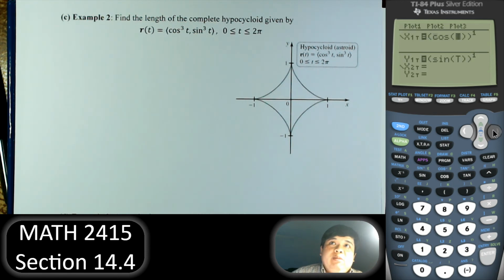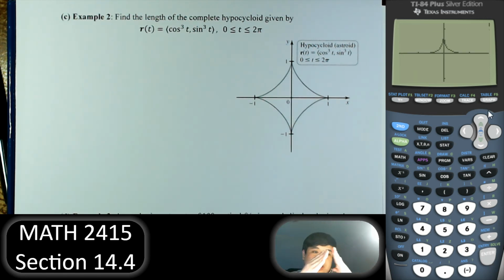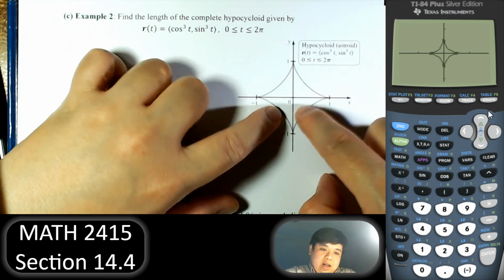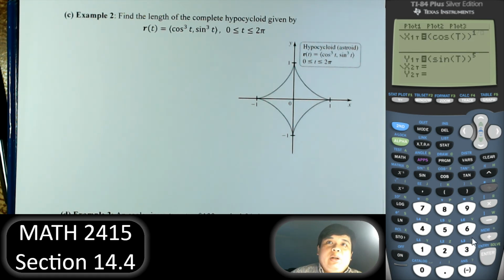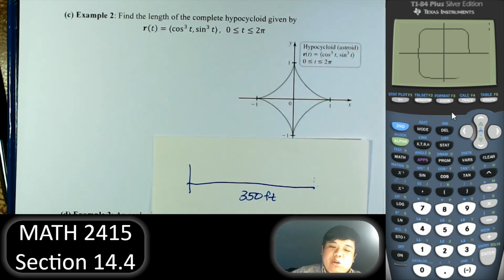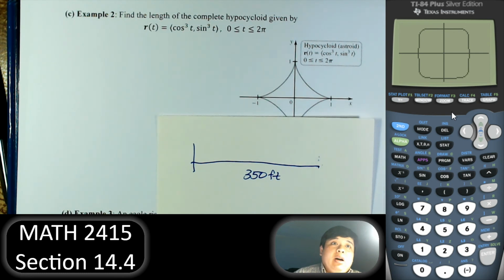Now, if we have, let's say, 5 or 3, it doesn't matter. It's also a hypocycloid. It gets extremely closer to the x-axis, closer to the origin than the 3. But we have like 1 over 3. What we have is kind of close to the square, but actually I can call that hypercycloid.